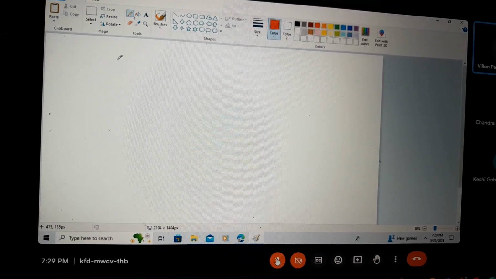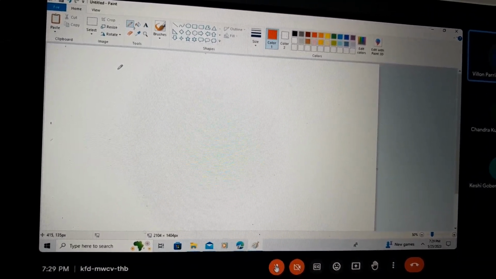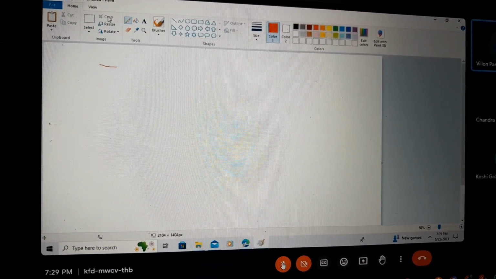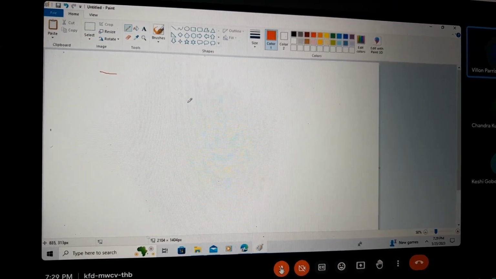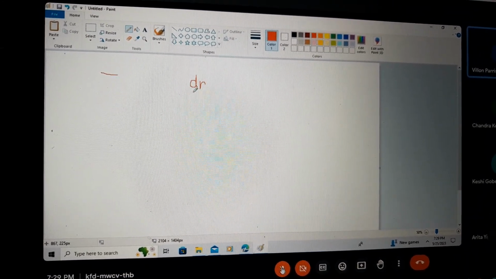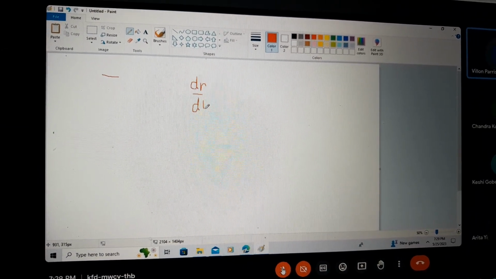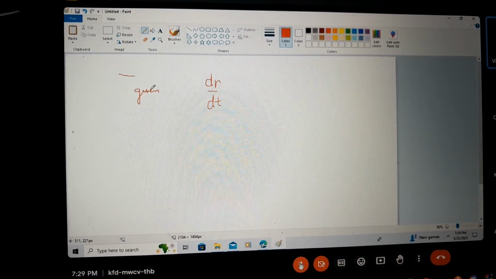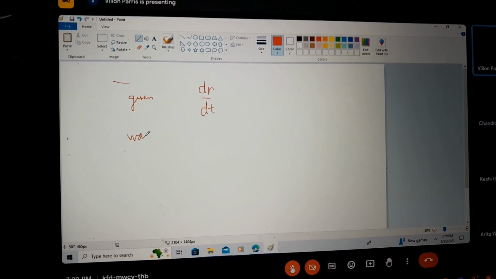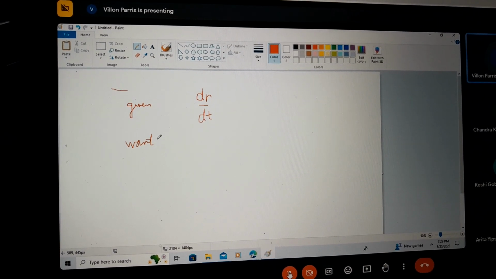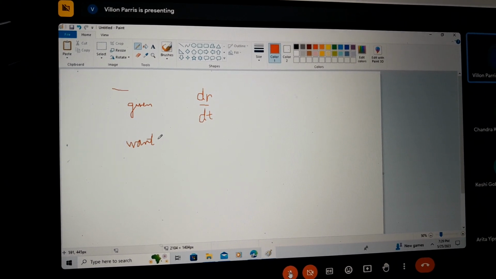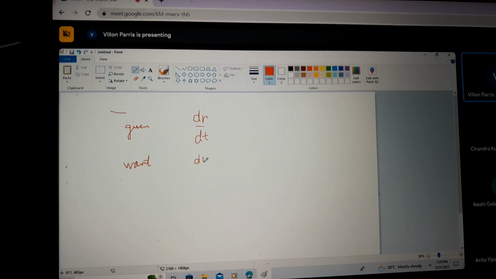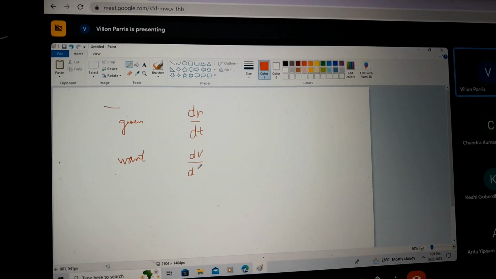So the radius is increasing at 2 cm per second, and they want us to find the rate at which the volume is increasing. They give us the rate at which the radius is increasing, so they give us dr dt. And this is the method I came up with: what is given and what they want. Looking at the question, they want the rate at which the volume is increasing. So what they want from us is dV, the change in volume with respect to time.